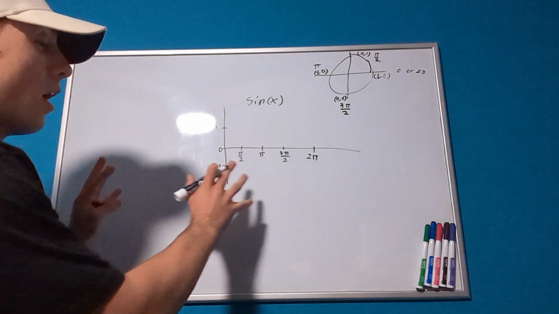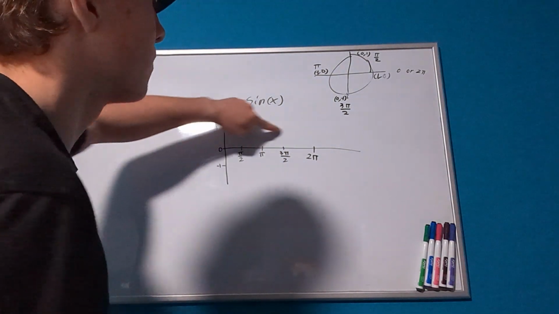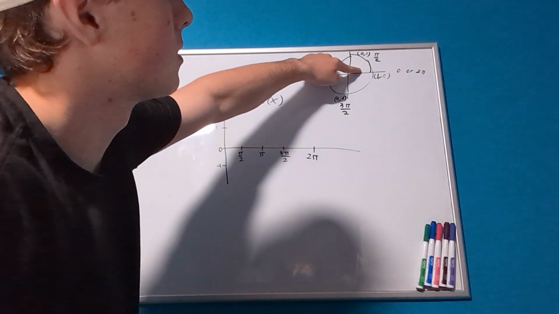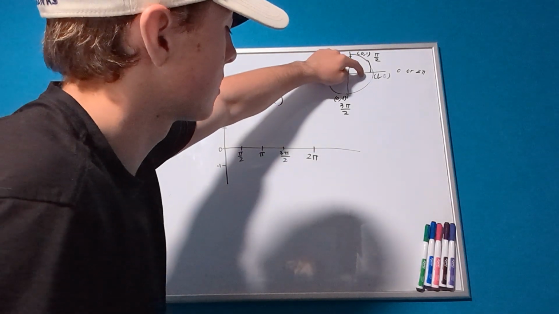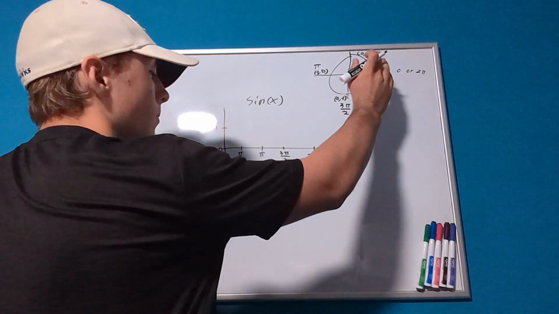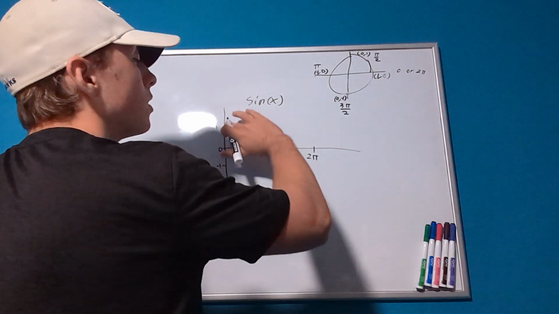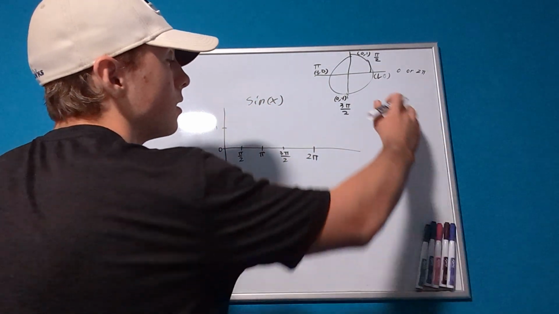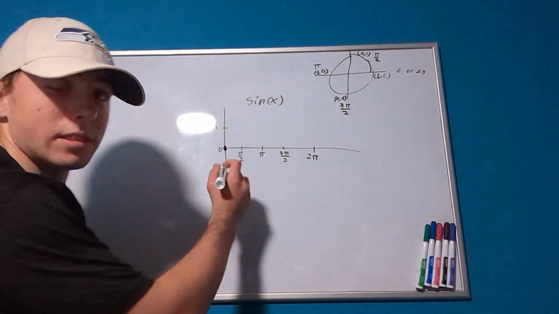So let's graph just sine of x. Along our x-axis, we have the angle with this line here. So when our angle is 0, what is our sine value? Sine is y. So our y value is 0, and our first point is at (0, 0).